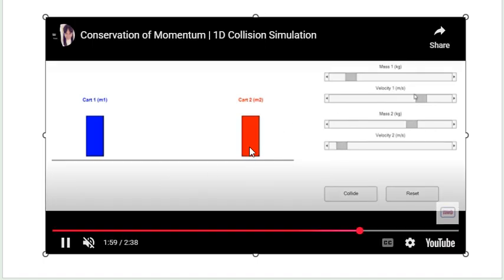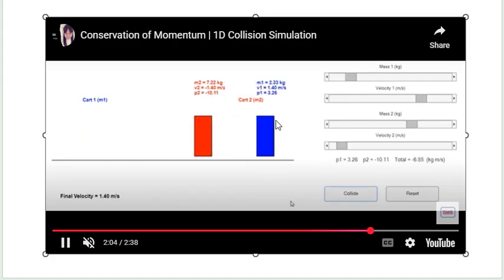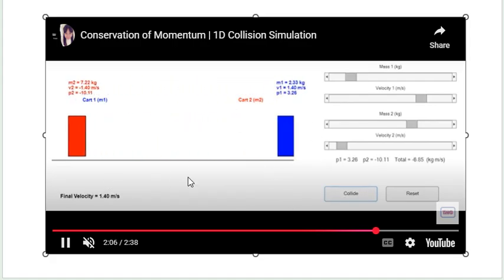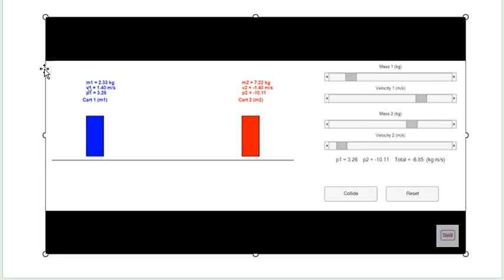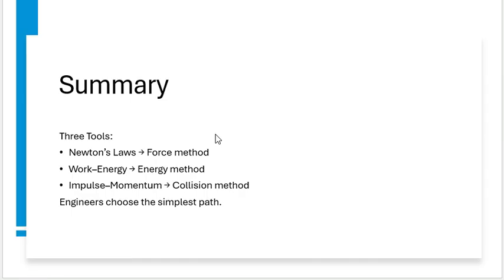So here I have demonstrated the conservation of momentum in 1D, meaning we're just looking at linear collision. And then we go into the summary of this unit 4. Is it unit 4 or 3? Anyway, this is the fourth energy and momentum unit. We have Newton's law, the force method; work-energy, the energy method; impulse-momentum; and the collision method. So all these methods are applied.